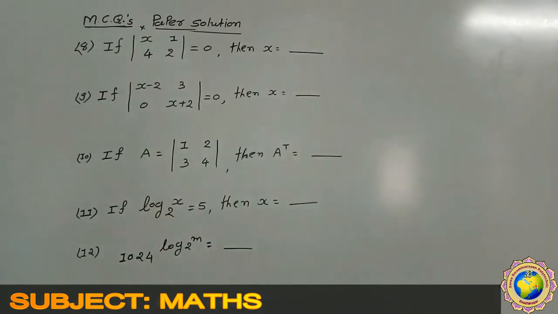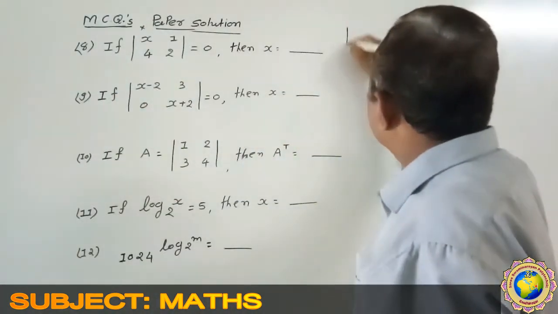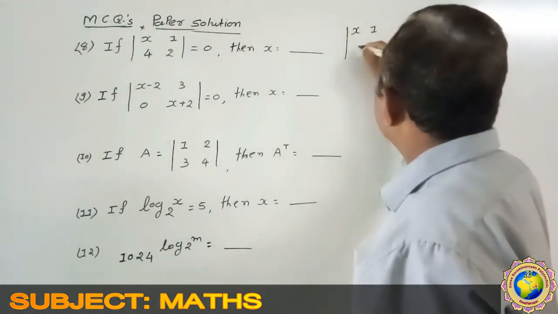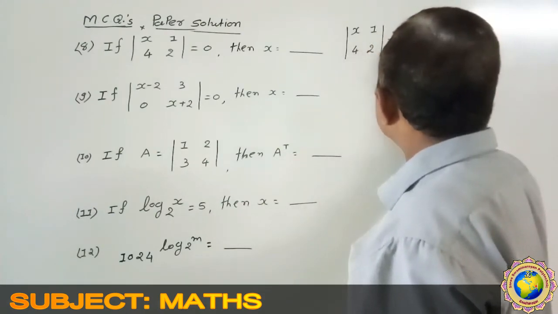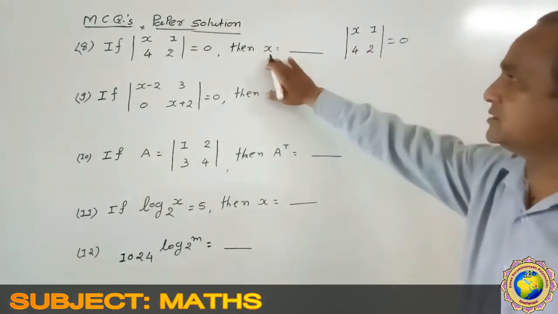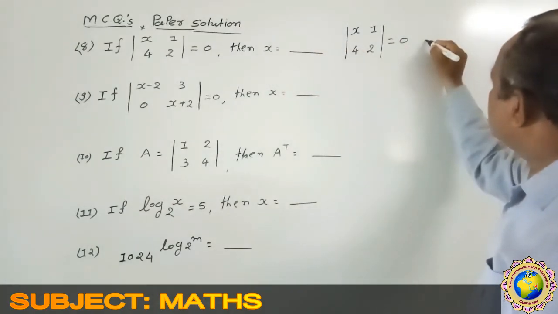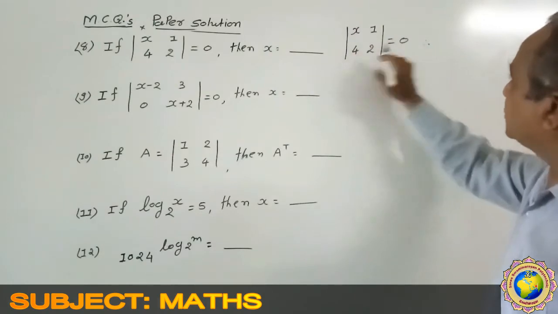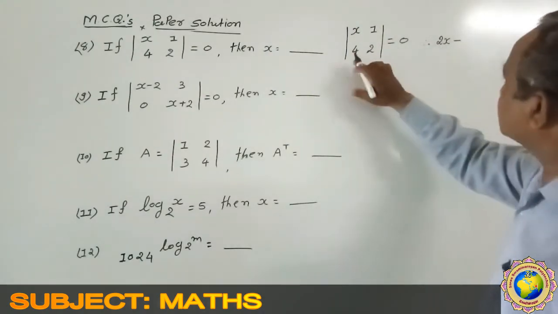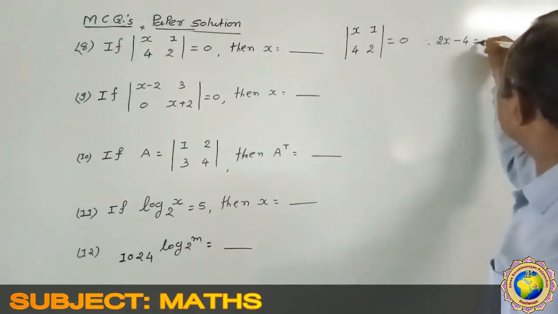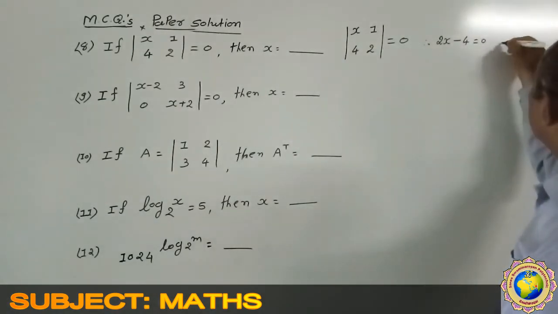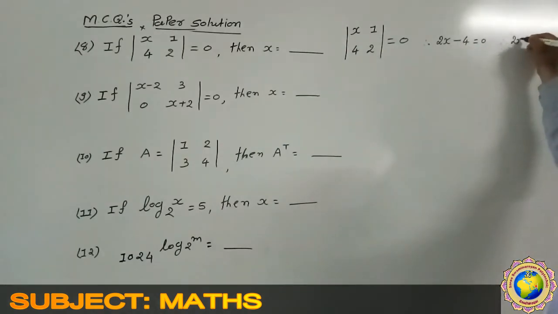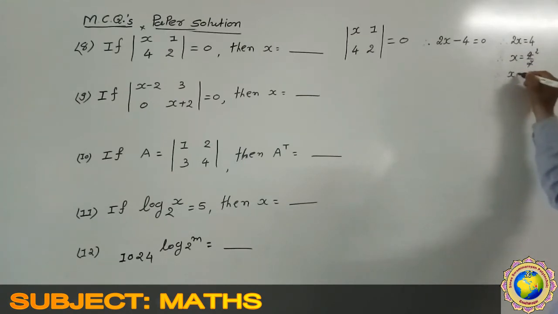MCQ number 8. Here given the determinant of x 1, 4, 2 is equal to 0, then find the value of x. x is equal to blank. So x multiplied by 2, then 2x minus 4 multiplied by 1, that is 4, equal to 0. So 2x is equal to 4. Now x is equal to 4 by 2, so x is equal to 2, your answer.